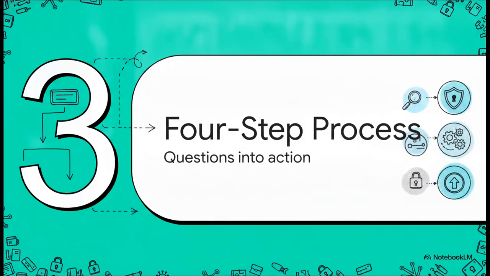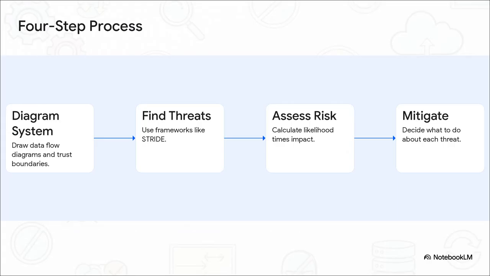All right, section 3, the 4-step process, turning those questions into action. So to turn this into a super practical methodology for your next feature, step 1 is all about drawing data flow diagrams, or DFDs. You basically need a visual model your whole team can point at, mapping out your external entities, your processes, your data stores.